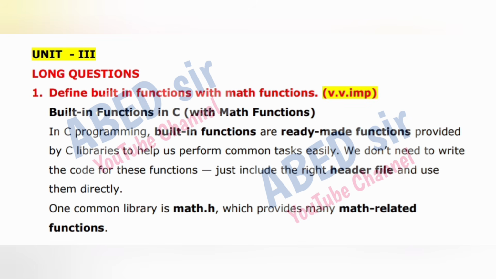In C programming, built-in functions are ready-made functions provided by C libraries to help us perform common tasks easily. We don't need to write the code for these functions, just include the right header file and use them directly. One common library is math.h, which provides many math-related functions.